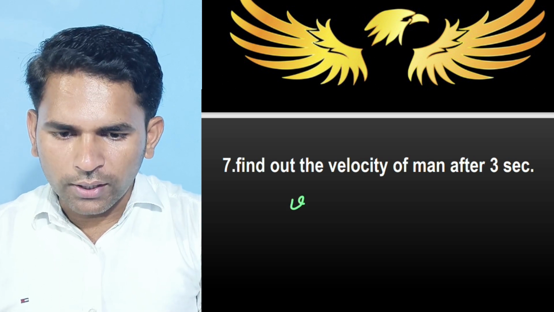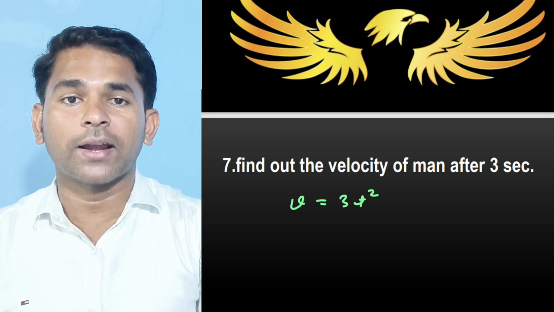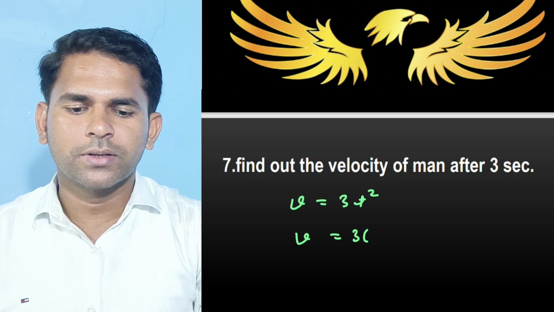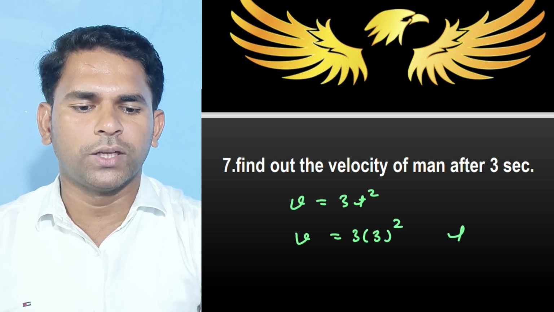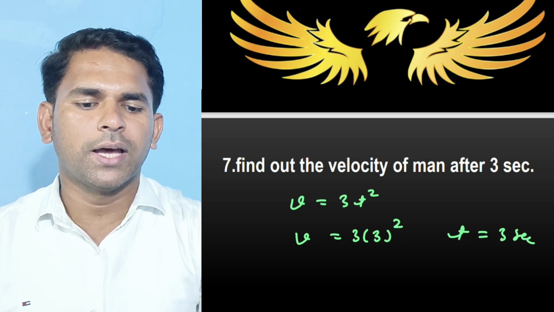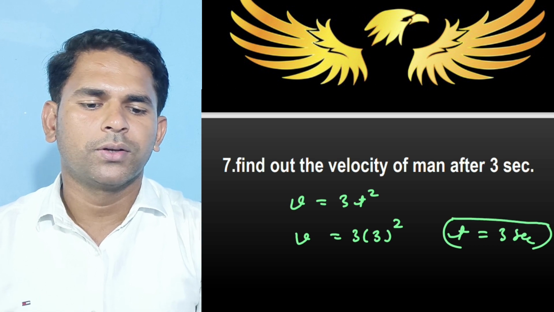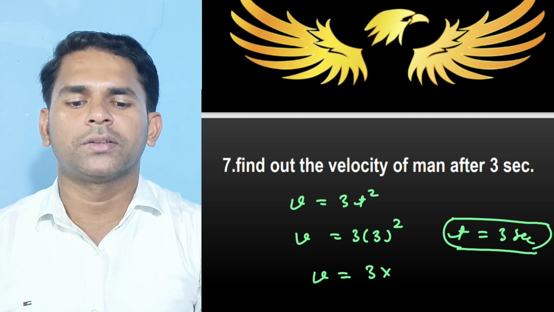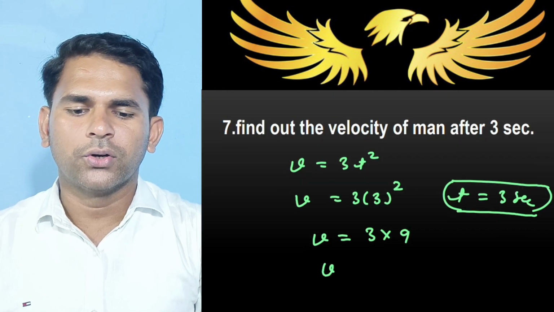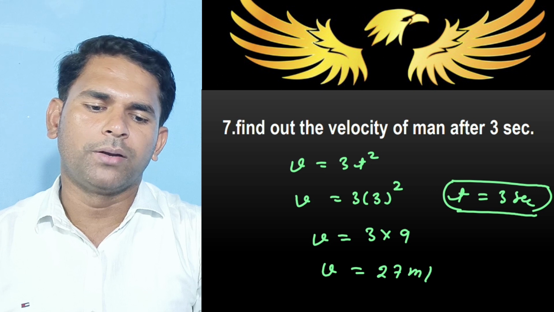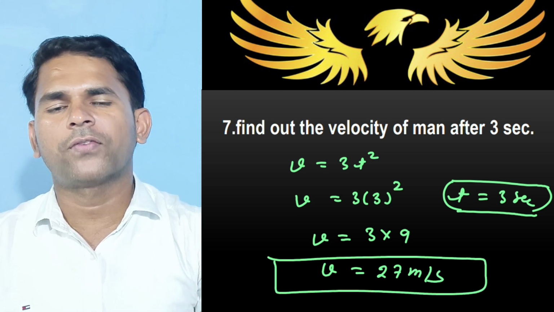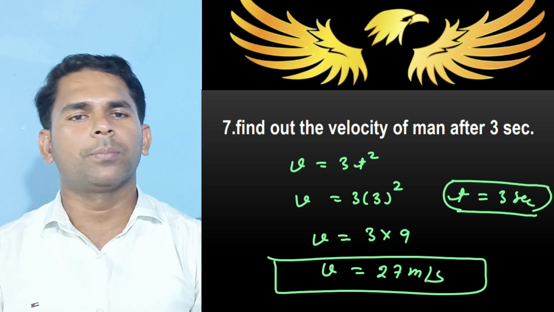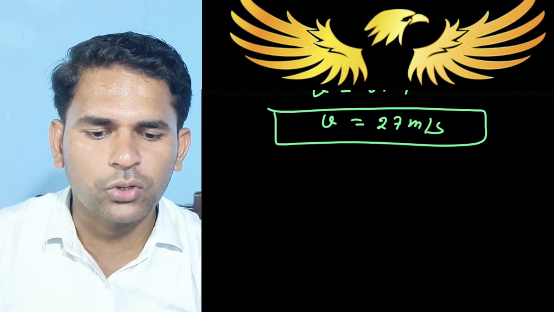The velocity is already given as 3t square, and the velocity is asked after 3 seconds. So directly you can place 3 in place of t, which means t is equal to 3 seconds. Finally you will get the velocity: 3 into 3 is 9, and 9 times 3 is 27 meter per second. It means after t is equal to 3 seconds, the velocity will be 27 meter per second. Now you can see the next question on the screen.